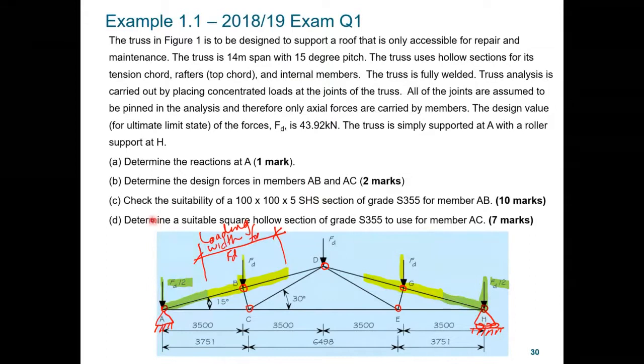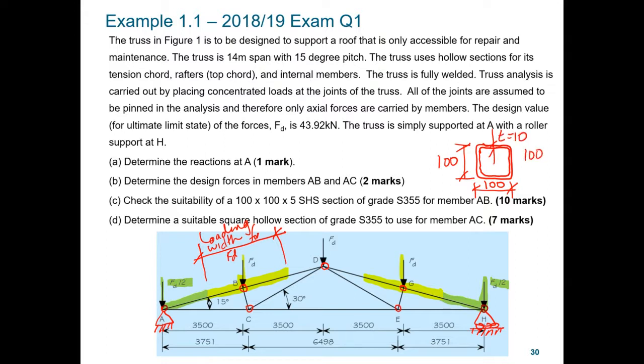We also have to determine a suitable square hollow section, so an SHS of grade S355, to use for member AC. So that's AC, so that member is going to be in tension. So we're going to find a member to use in tension. What does the square hollow section look like? Well, it's going to be like this. So it's a square and it's hollow. Okay, so in this case we have, it's 100 millimeters by 100 millimeters, and the thickness of the wall.